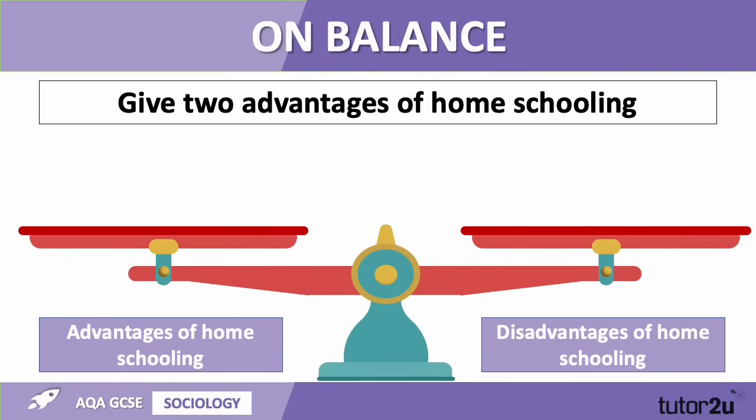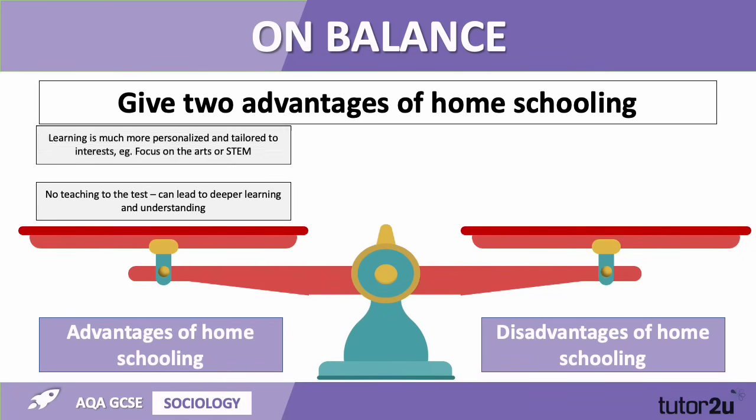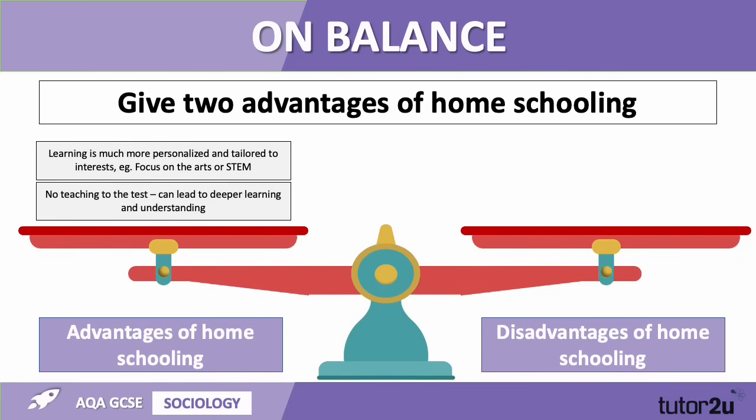Okay, so let's have a think about homeschooling. We're going to use the on balance activity to get us to think about the skill of evaluation. So we're going to have a look at the advantages and disadvantages of this type of education. So I'm going to give you a few moments to come up with some advantages. You might want to pause the video for a few minutes, and then we're going to do the same for disadvantages. Okay, let's see how you got on.